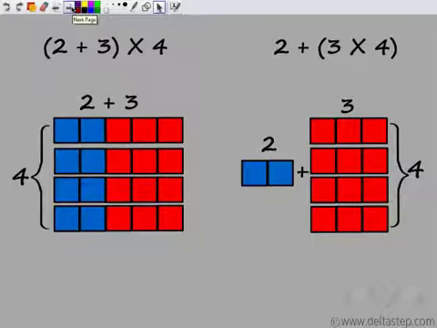So are these two the same? Clearly not. You can see that the number of blue boxes here is much more than the number of blue boxes here, and hence these two are not the same. Since these two are not the same, the combination of addition and multiplication is not associative.